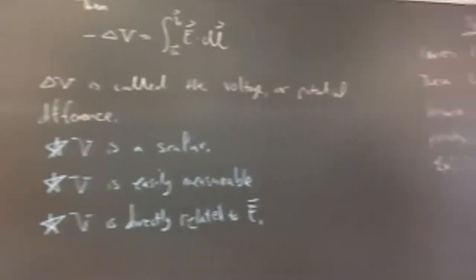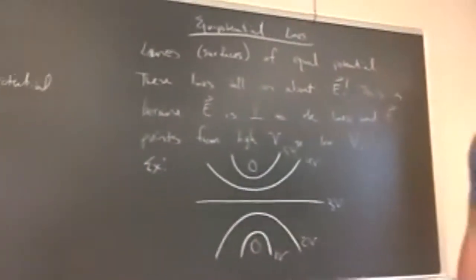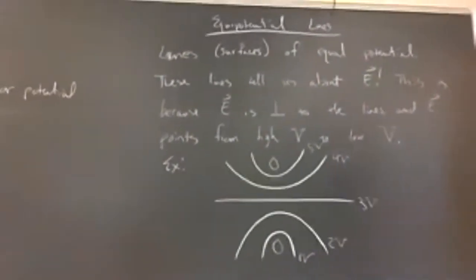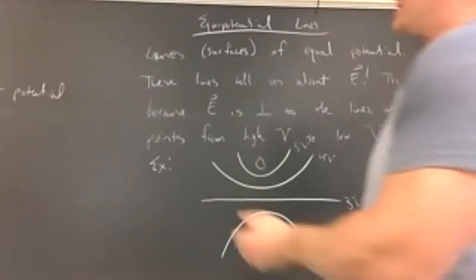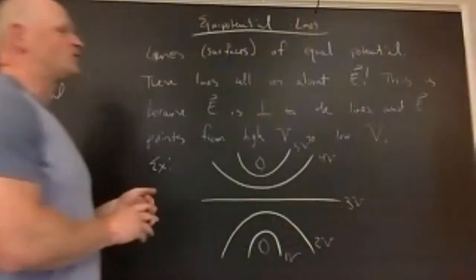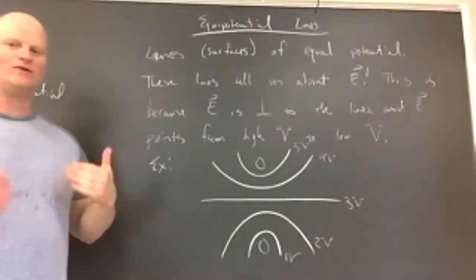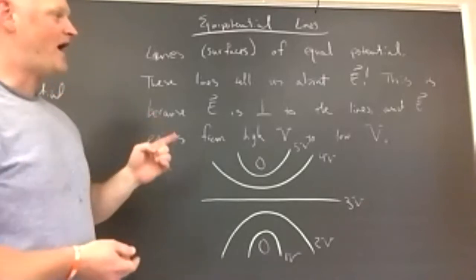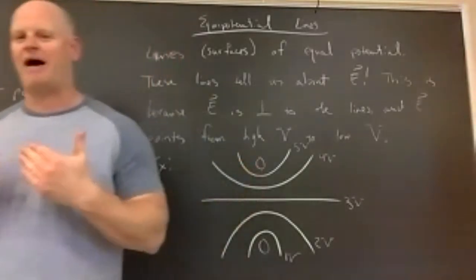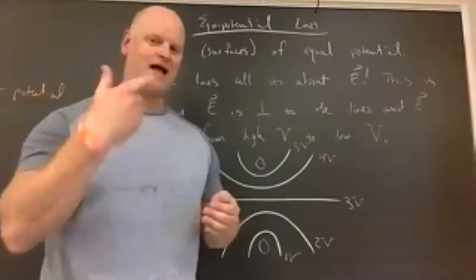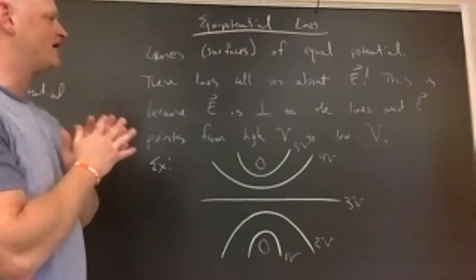So how is this guy related to the electric field? Well, we have what are called equipotential lines or equipotential surfaces. So what's an equipotential surface or equipotential line? They are lines or surfaces of constant, equal potential. These lines actually tell us about the electric field. Now we'll establish this more in class when we actually talk about it in class.